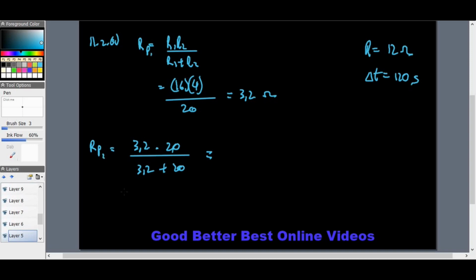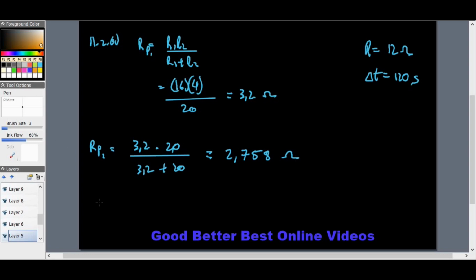So now your final parallel branch, or your total resistance, is going to equal, let's put this in a calculator, 3.2 times 20 over 20 plus 3.2. That gives us an answer of roughly 2.758 ohms, rounded to 3 decimal places.